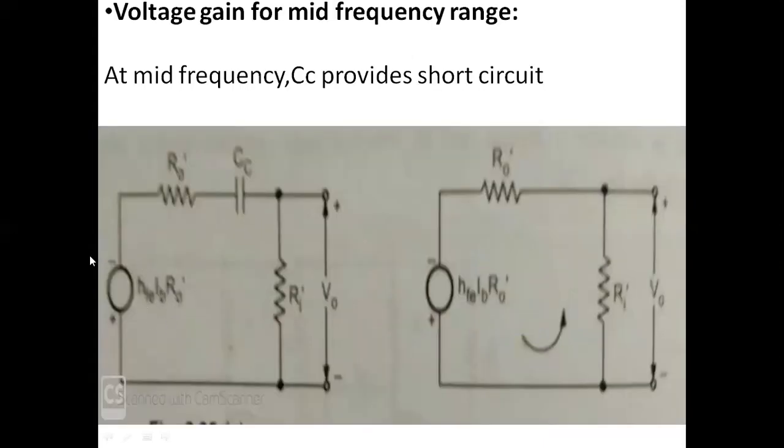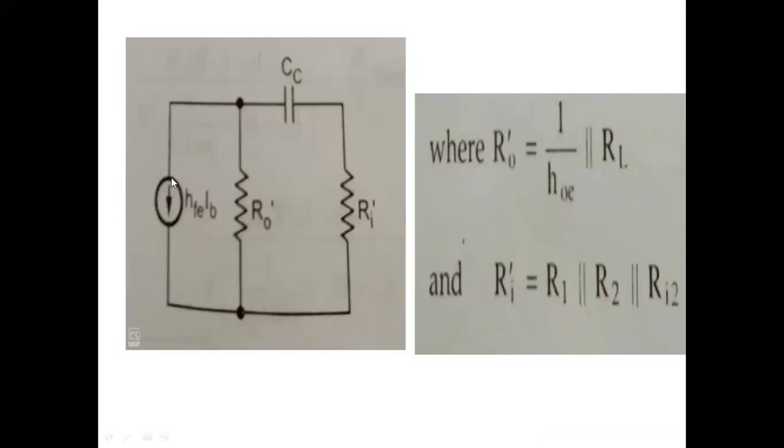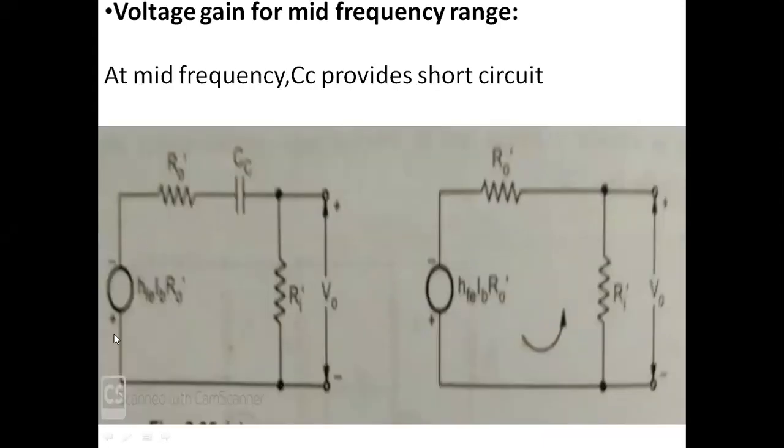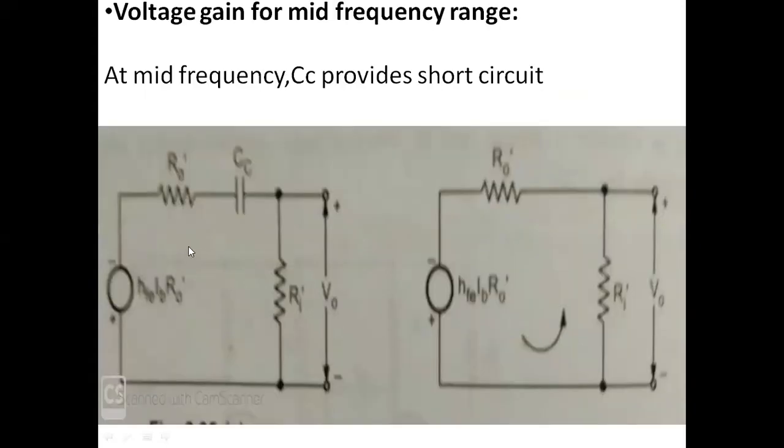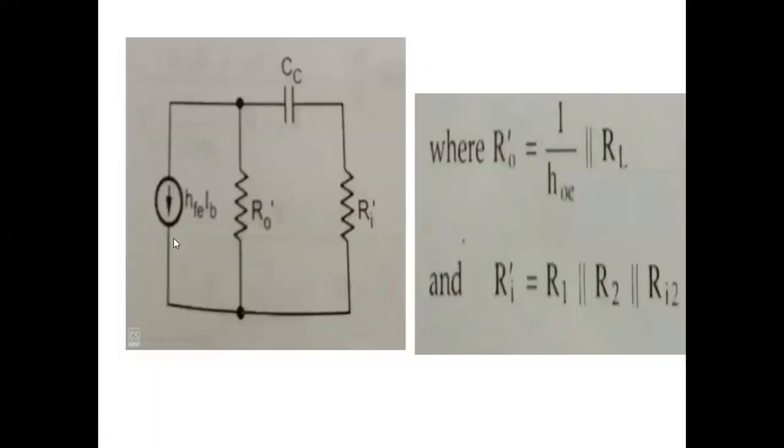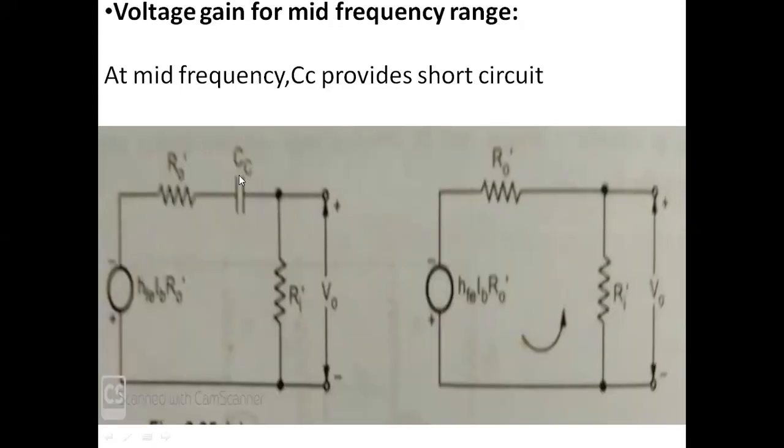This is the voltage, and the current direction is downward, so this end is minus and this end is plus. This voltage source represents the voltage hfe ib Ro dash, and it is in series with the resistance Ro dash. This is the Thevenin equivalent circuit. We are just modifying this circuit into a voltage source in series with the resistance Ro dash. Next we have the coupling capacitor CC and Ri dash.